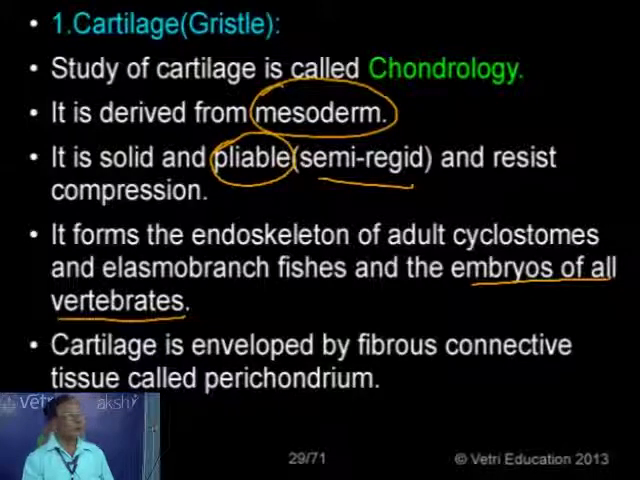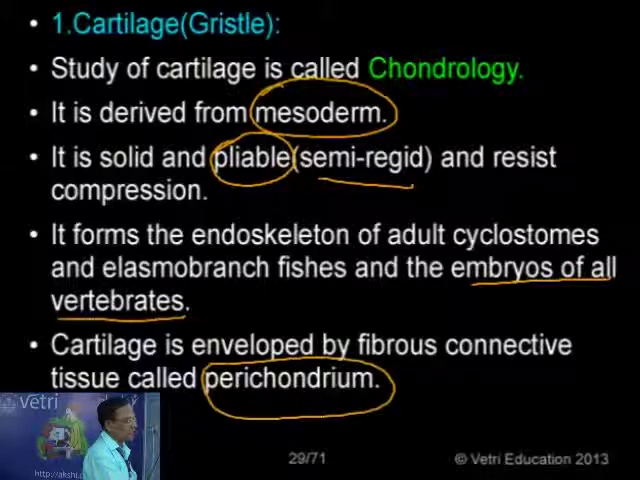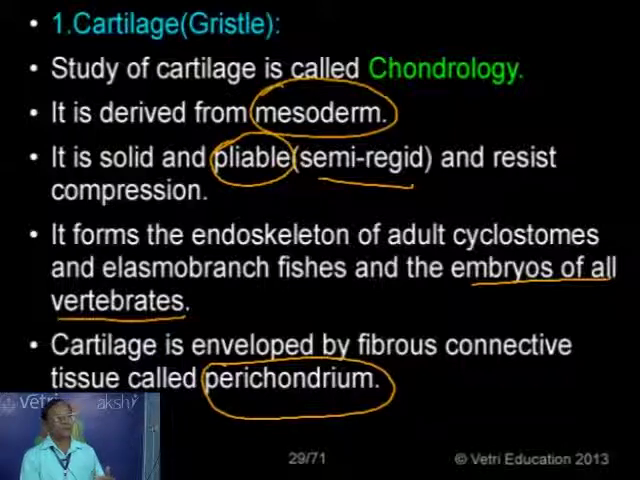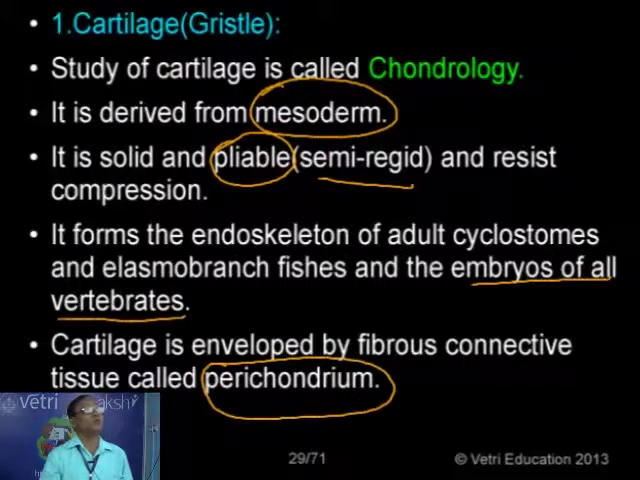The name of the covering of the cartilage is called perichondrium. As in the case of bone, it's called periosteum. This is called perichondrium. So it is found only in the case of adult elasmobranch and cyclostomes and embryos of all vertebrates. And there is a membranous covering formed of connective tissue, a kind of fibrous connective tissue, what is called a perichondrium, the outer sheath.